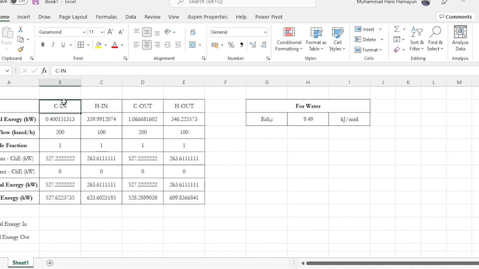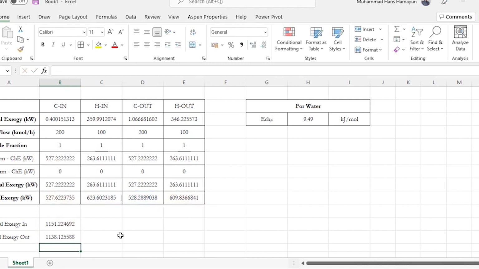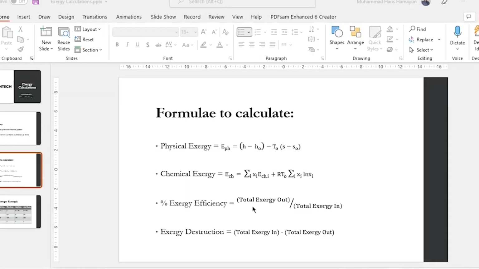Total exergy in is associated with the cold in and hot in, and total exergy out is associated with cold out and hot out. So that is calculated as total exergy of cold in plus total exergy of hot in. Similarly, for outlet, total exergy of cold out and total exergy of hot out. So this is how total exergy in and total exergy out are calculated. Now the formula is very simple: total exergy out divided by total exergy in multiplied by 100 will give exergy efficiency, and exergy destruction is total exergy in minus total exergy out.